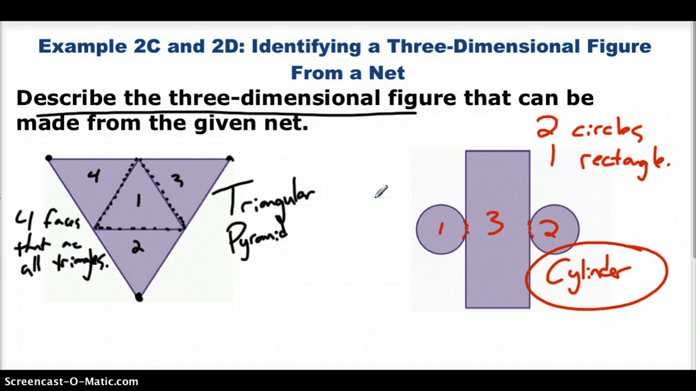Again, we're only going to get better with practice on these. In class, if we have time, we may cut out these nets and see what types of figures they actually fold into. I think that would be fun if time permits.